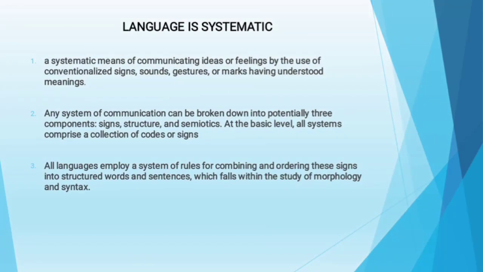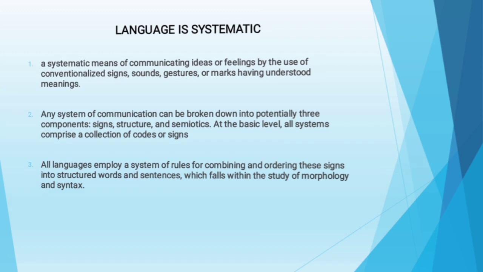And language is systematic. Language is a systematic means of communicating ideas or feelings by the use of conventionalized signs, sounds, gestures, or marks having understood meanings. Second, any system of communication can be broken down into potentially three components: signs, structures, and semiotics. At the basic level, all systems comprise a collection of codes or signs. All languages employ a system of rules for combining and ordering these signs into structured words and sentences, which falls within the study of morphology and syntax.